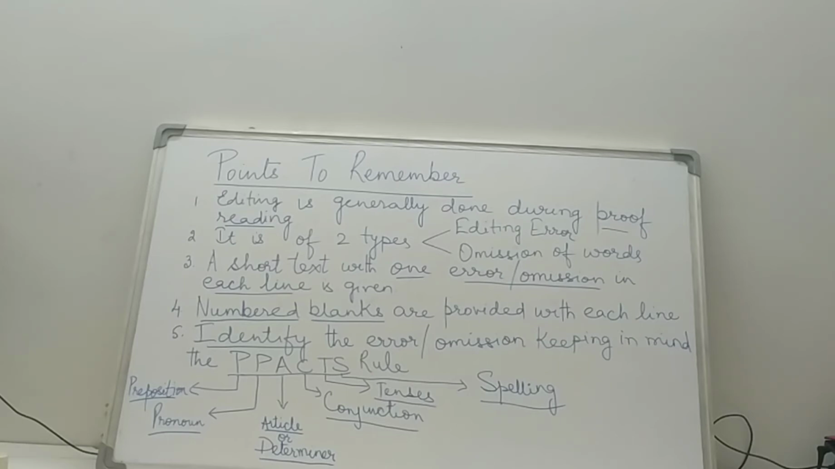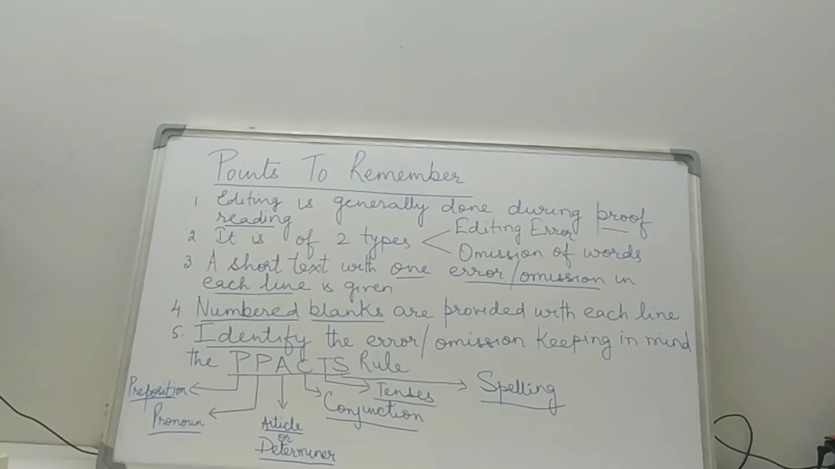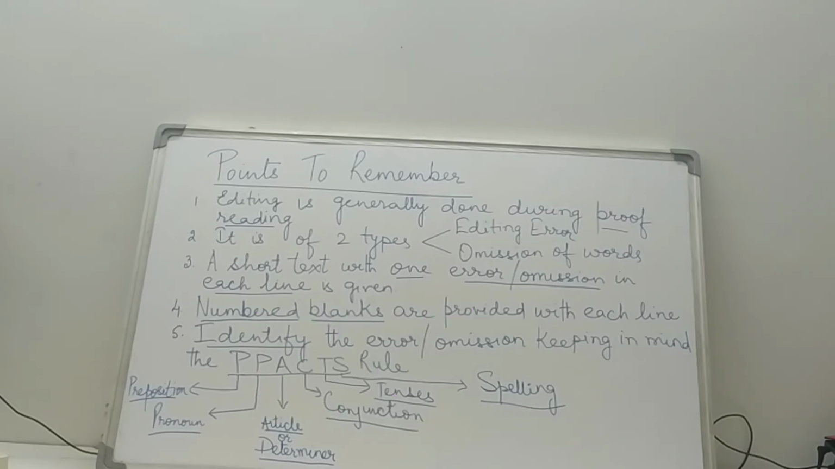The first one is, editing is generally done during proofreading. This we all must know. And it is majorly of 2 types. First is finding out the error or mistake and then editing it with the correct word. Then second one is omission of words, where in each line there may be one word which is skipped out. That you have to find out the place and write down the correct word in place of that.